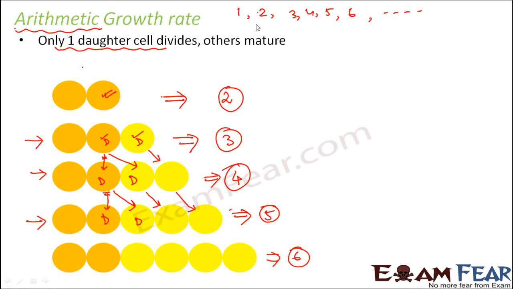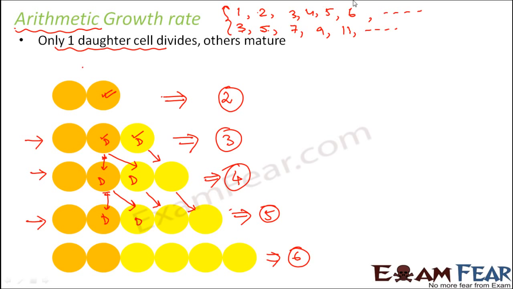So here 2 minus 1 is 1, 3 minus 2 is 1, 4 minus 3 is 1. So the difference is the same. So this is an arithmetic series. Similarly, if you take an example of 3, 5, 7, 9, 11 and so on, this is again an arithmetic series because the difference is 5 minus 3, which is 2. Again 7 minus 5 is 2, again 9 minus 7 is 2. So this is also an arithmetic series.